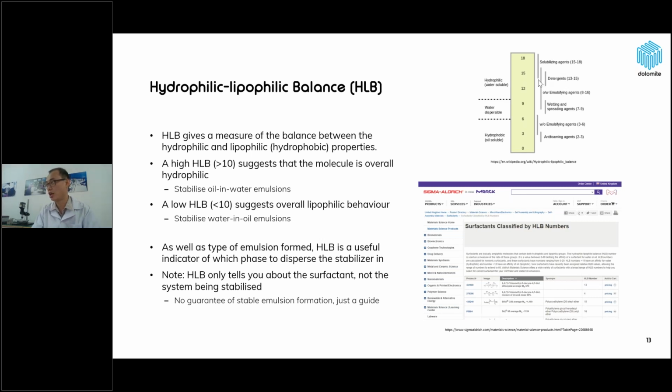because it's very easy to dissolve in water. With low HLB values, less than 10, it suggests overall lipophilic or hydrophobic properties. So it means it's oil soluble, and it will be used to stabilize water-in-oil emulsions. As well as the type of emulsion formed, HLB is a useful indicator of which phase to disperse the stabilizer in. However, HLB only tells you about the surfactant, not the system being stabilized. So there's no guarantee of stable emulsion formation. So use it just as a guide for surfactant selection.